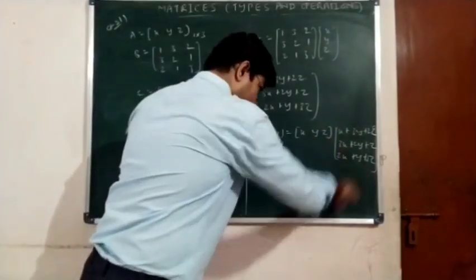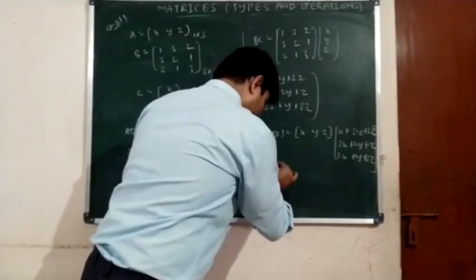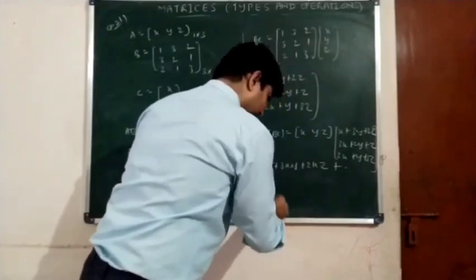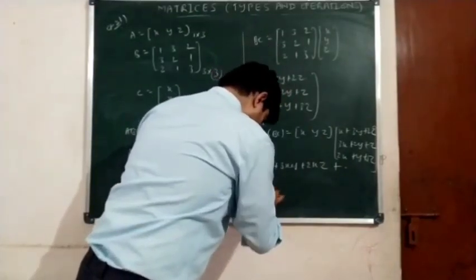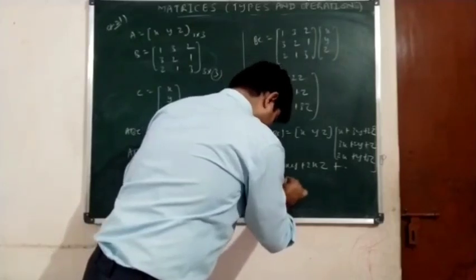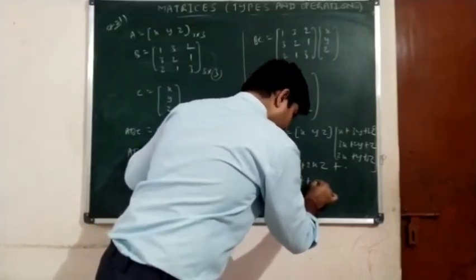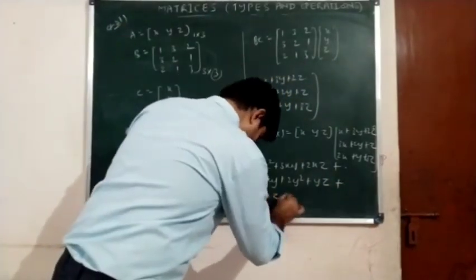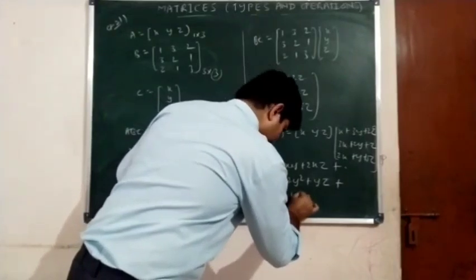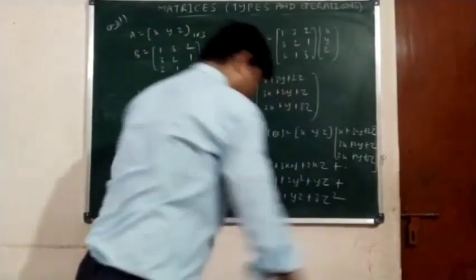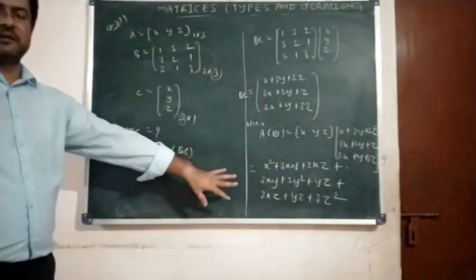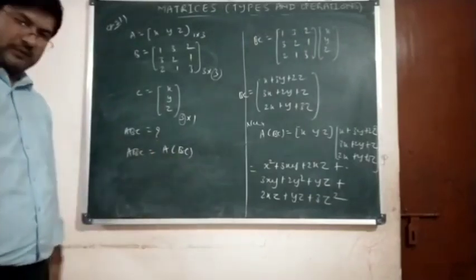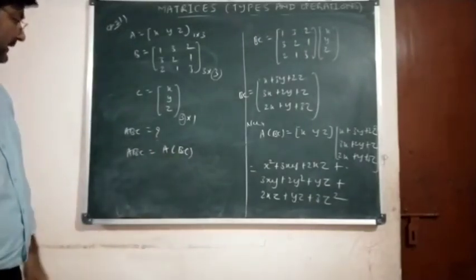So first x multiplied by 3 terms. So x square plus 3xy plus 2xz plus, now with y, so 3xy plus 2y square plus yz plus, now with z, so 2xz plus yz plus 3z square. Clear? Now just one more step, we will rearrange, add like terms and then we will write down. That will be our final answer. Clear?